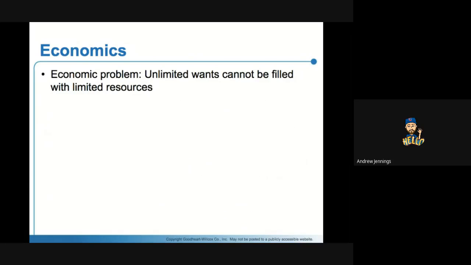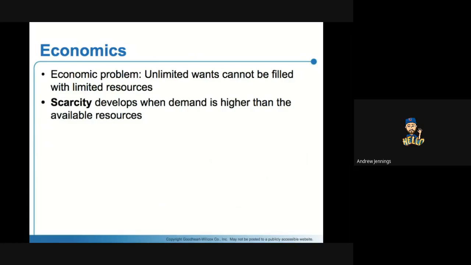All right, so remember that second bullet point on maybe that first slide that I said where we have limited resources, but all of our consumers have unlimited wants and needs? Well, that brings us here to our economic problem. We have unlimited wants, but our nation cannot fill those with the limited resources they have, okay? Which creates a problem: scarcity. That develops when the demand, or when consumers' wants, is higher than the available resources that a nation has.